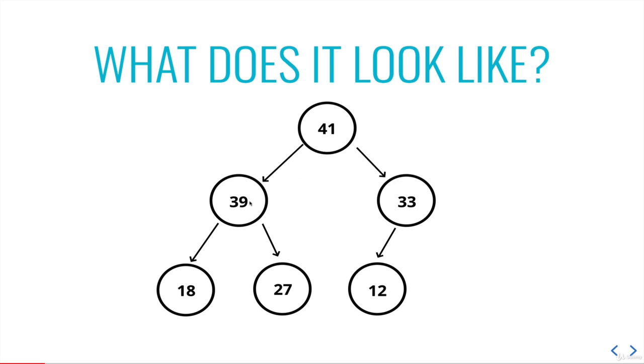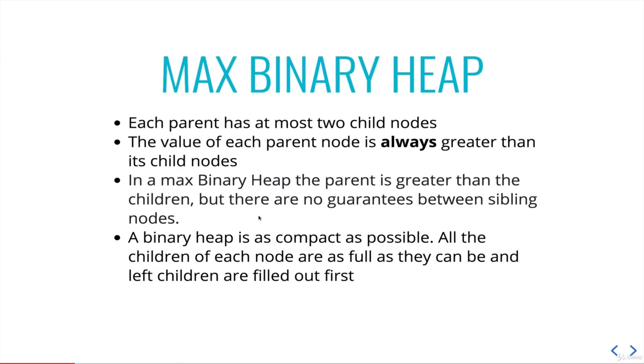And then each one of those has a left and a right that must be smaller than the parent. Okay, so here's a couple of rules written out. Each parent has at most 2 nodes. That's where the binary part comes from. The value of each parent node is always greater in a max binary heap. That's what we're really focusing on here, but the opposite's true in a min binary heap. In a max heap, the parent is always greater than the children, but there are no guarantees between the siblings.